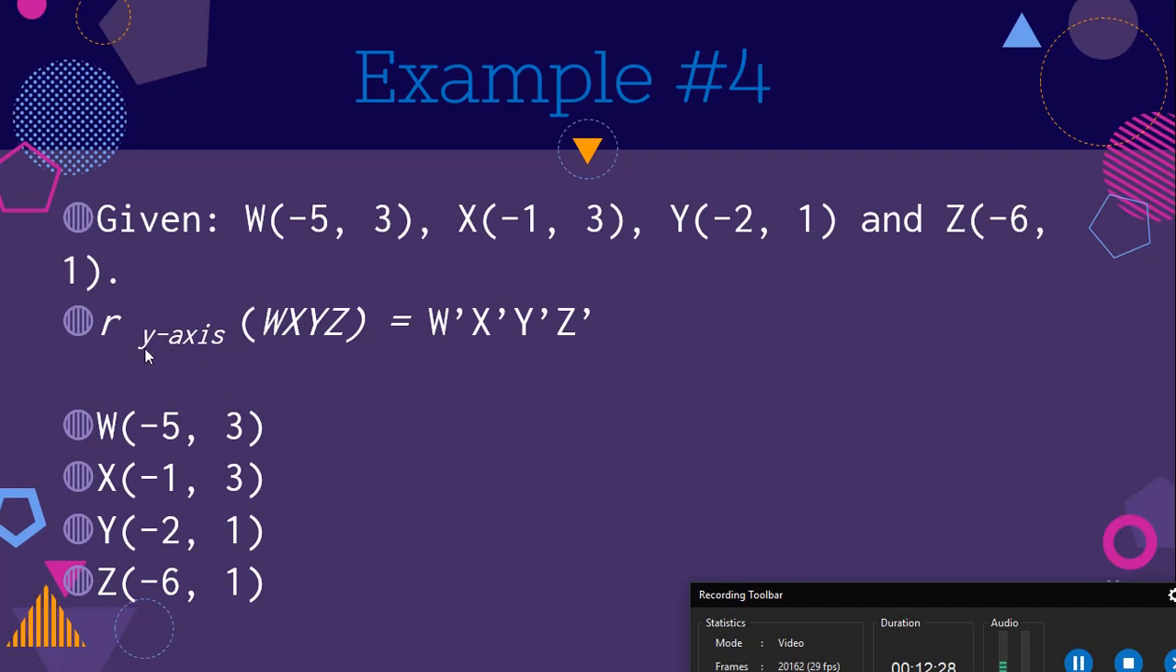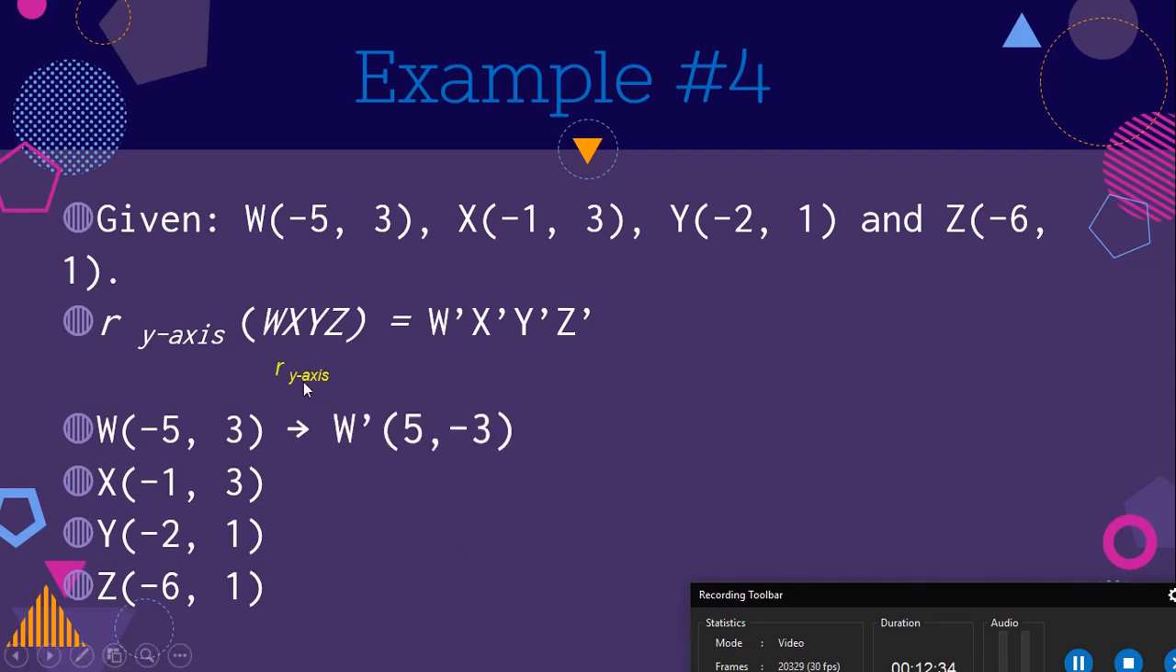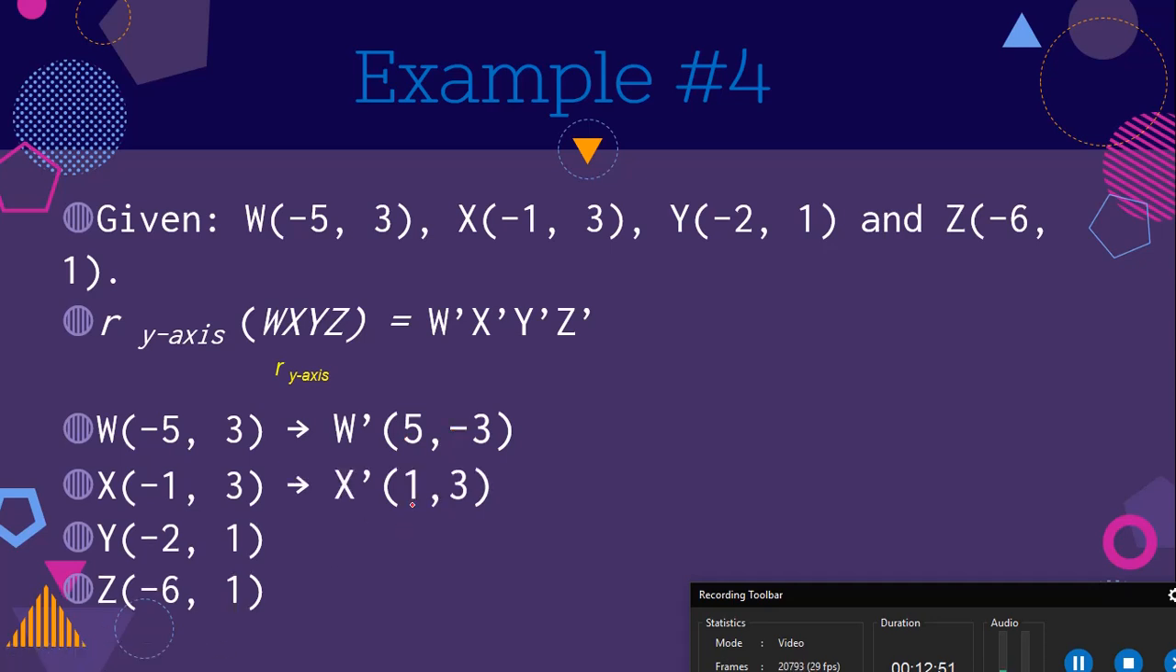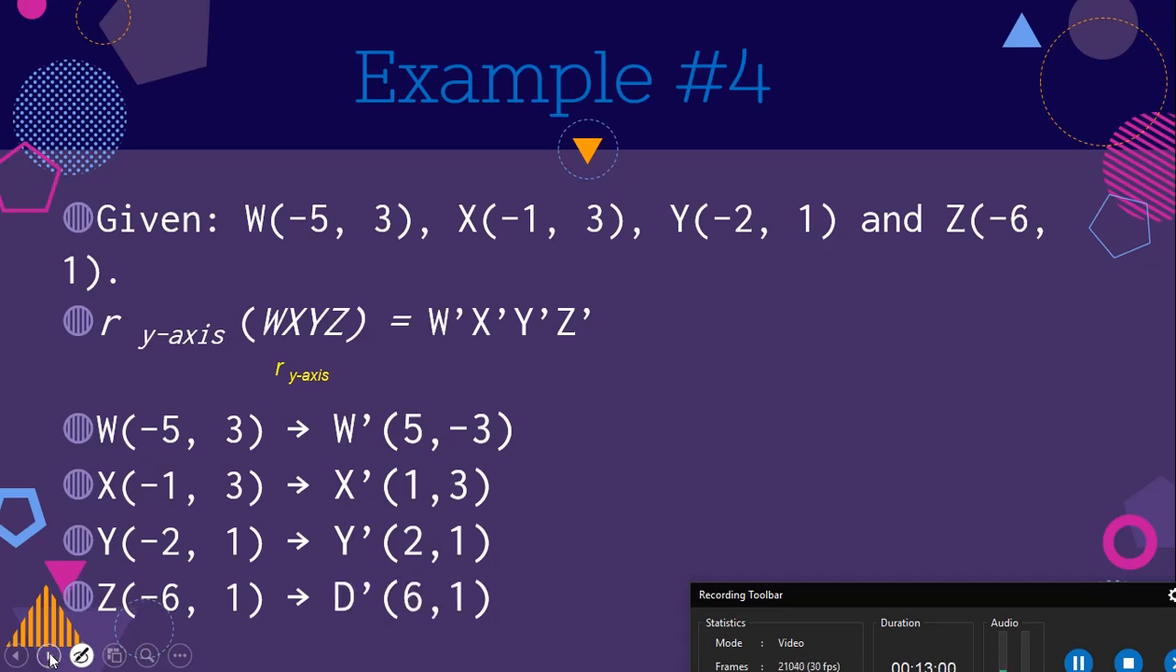So the reflection in the y-axis, the rule says x changes, y stays the same. I'm going to start with my rule and my mapping arrow, and the location of W prime, x changes, y is the same. Oh, doesn't look like y is the same to me. We'll make that +3. X prime, x changes, y is the same. Y prime, and this should be Z prime. So we do know the location of our quadrilateral without a graph.